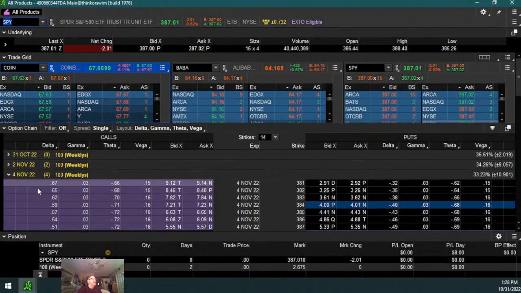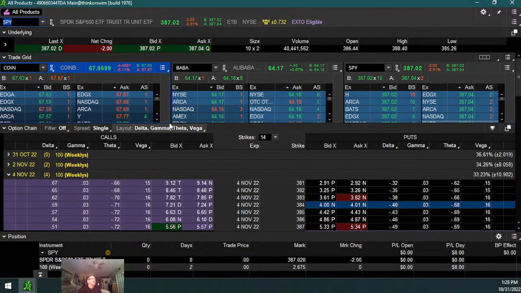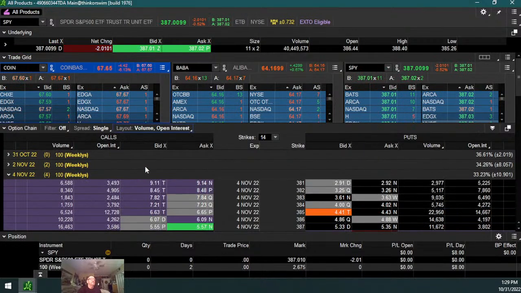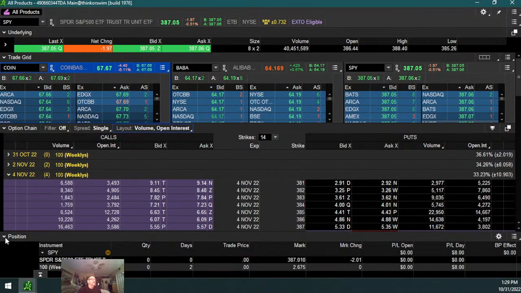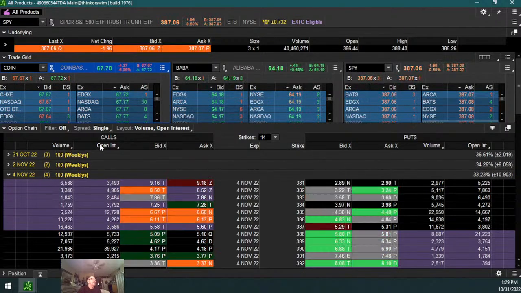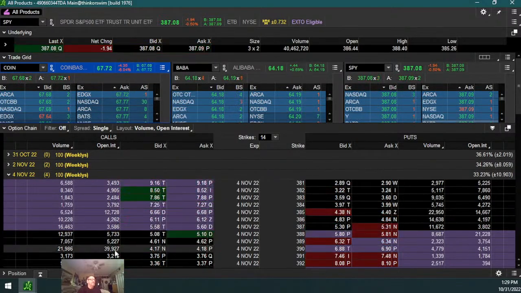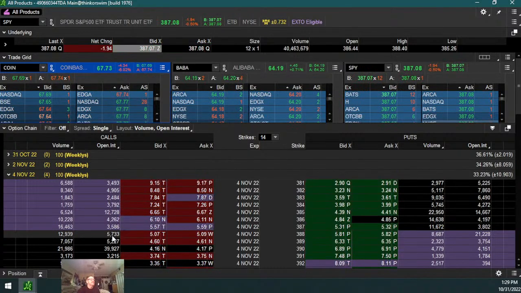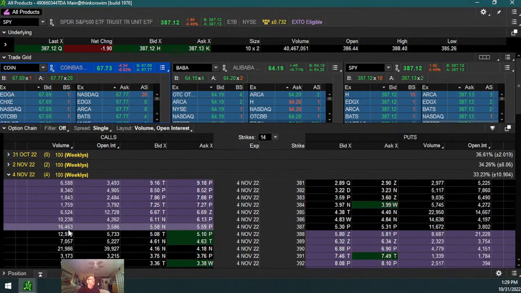So if we looked at, let's say, November 4th, and we go up here where it says Delta Gamma Theta, and we go down to here, it says volume and open interest. We can look at this particular stock, and we can see here's your volume and here's your interest. There's plenty of interest. There's 5,700 contracts worth of interest, okay? And there's plenty of volume on these stocks.